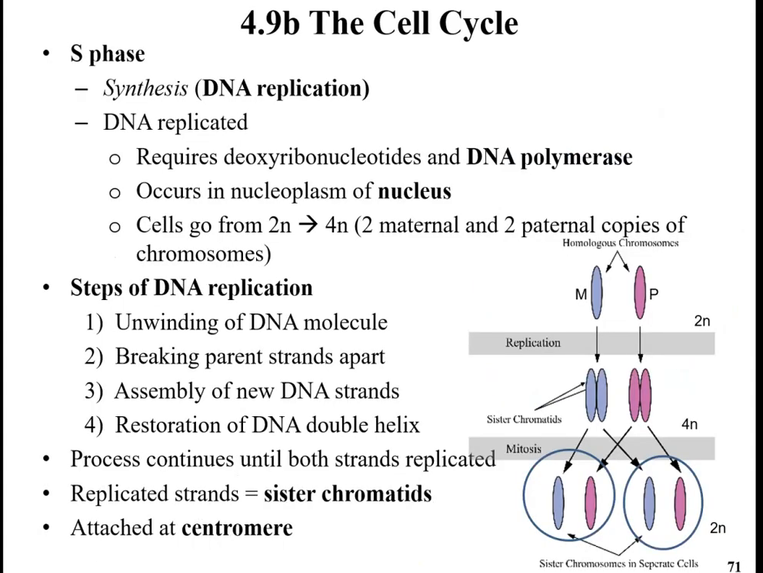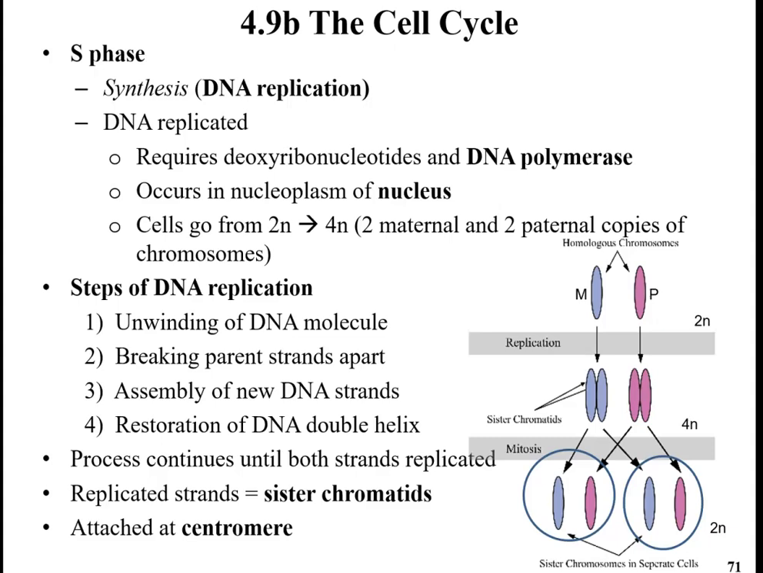Next is the S phase, and S stands for synthesis, that is DNA replication. So here, DNA is replicated. It's going to require deoxyribonucleotides, right? Those are the building blocks of DNA. And it's going to require an enzyme called DNA polymerase, and that just reads the DNA and produces a new DNA strand. This occurs in the nucleoplasm of the nucleus. Cells in this stage go from 2N to 4N.